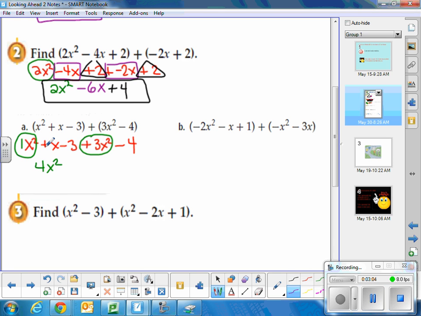Next we'll move on to the x term. There's only one of those, so we'll just go ahead and write plus x. And now negative 3 and negative 4, when you add those together, negative 3 plus negative 4 is negative 7, so we'll write down negative 7. So our final answer is 4x squared plus x minus 7.